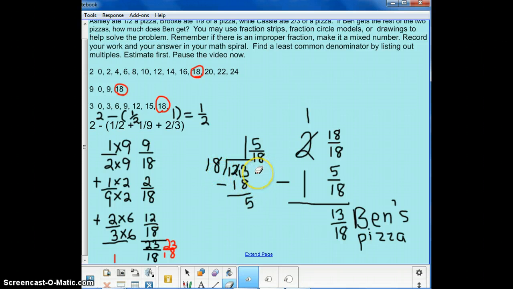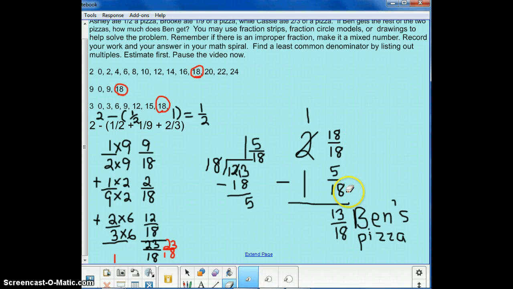So 1 and 5/18. But I've got to subtract that from 2. So I take 2, and I've got to subtract 5/18 from something, and I don't have anything, so that's why I take 1 away. I leave 1 here, and bring a whole pie over here. I look at the 18.